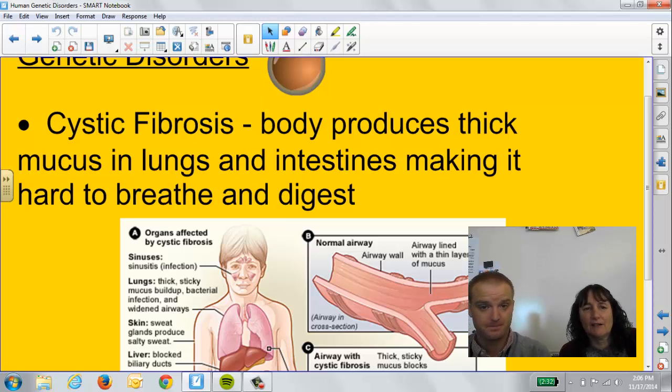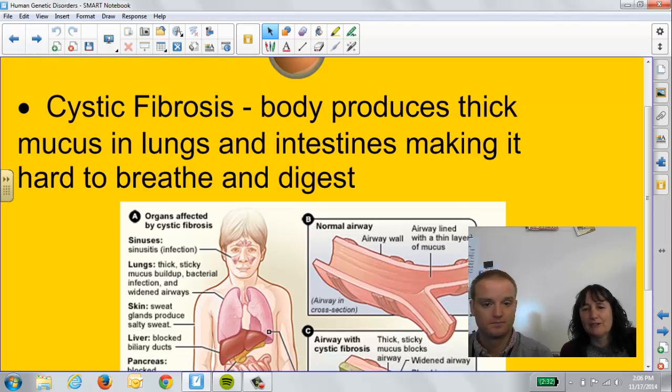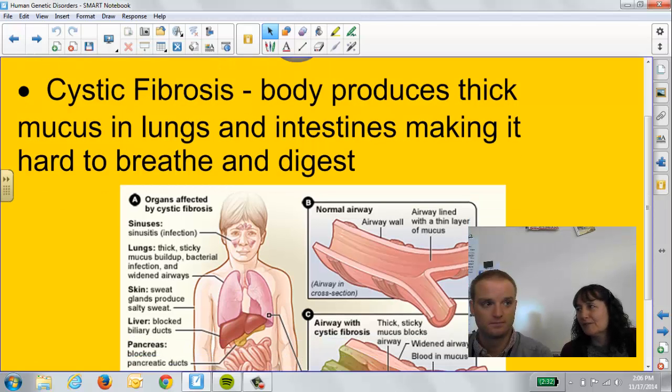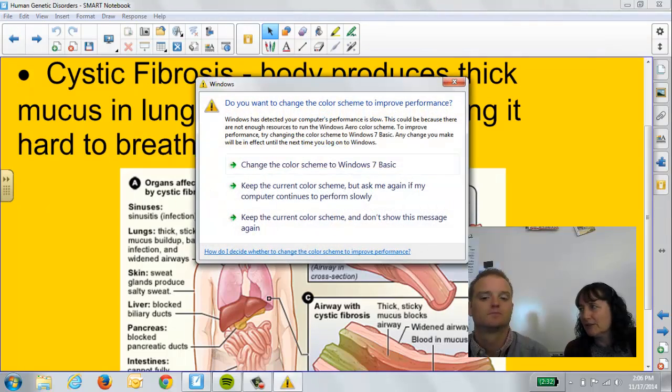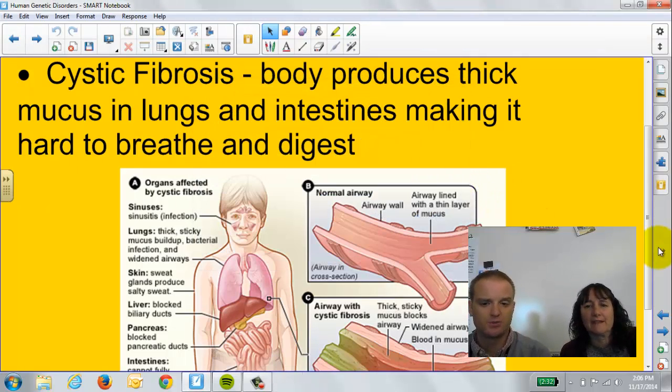The first one is called cystic fibrosis. This is a genetic disease where the body produces thick mucus in the lungs and the intestines. If all those little tubes in your lungs fill with mucus, it makes it really hard to breathe. If it's in your intestines, it makes it hard for your food to get digested and into your bloodstream for nutrition. So it's almost like having a cold or bronchitis all the time.